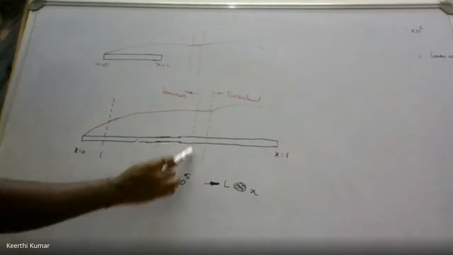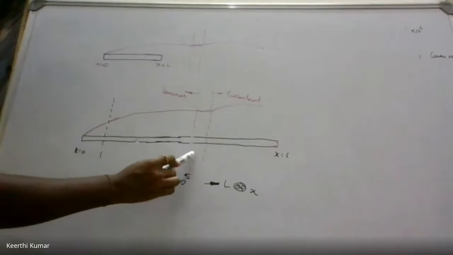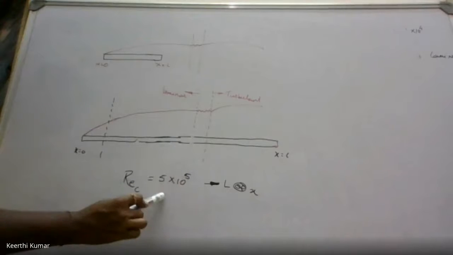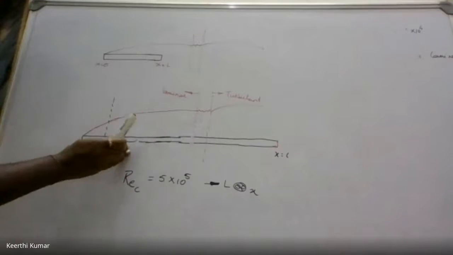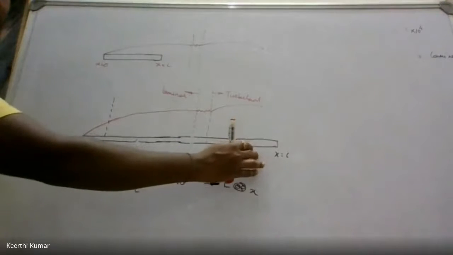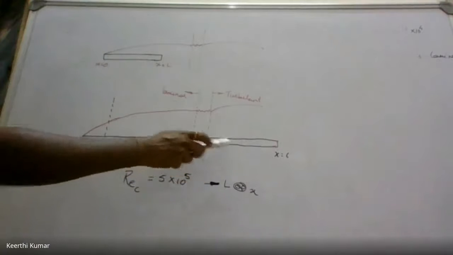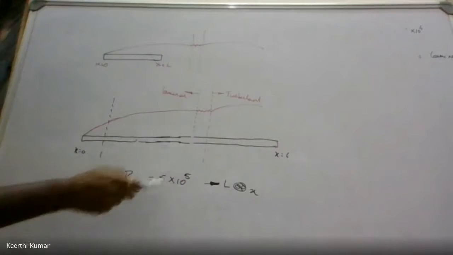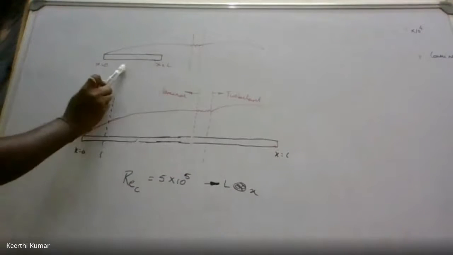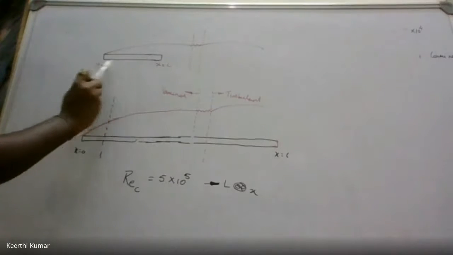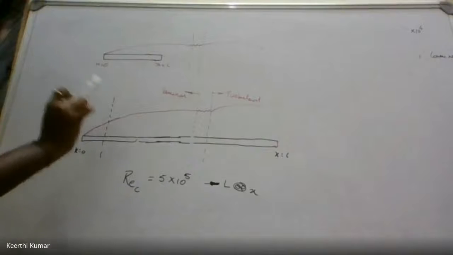How to know this level? This x value I can find out with the help of the critical Reynolds number. Below that value of x, anywhere you take, it will be laminar. After that, anywhere you take, it will be turbulent. In this case, if x is equal to L, it will be turbulent flow. In the other case, if x is equal to L, it will still be laminar flow. The reason is that the length of the plate is small. That is the only reason.